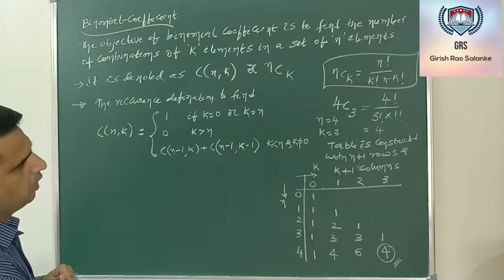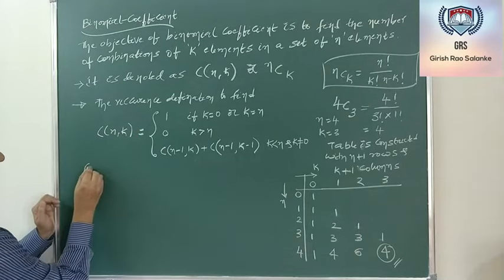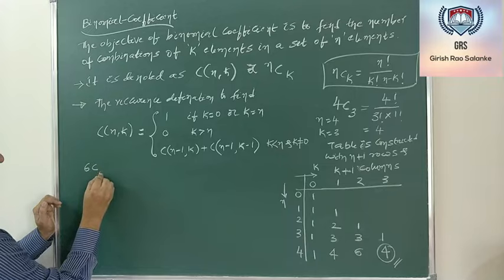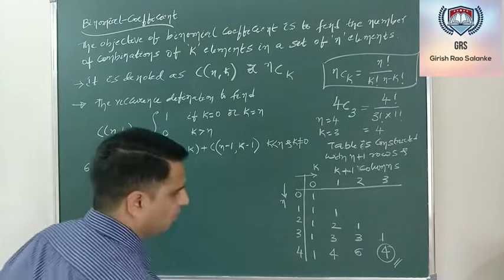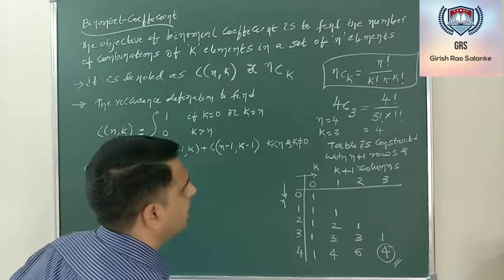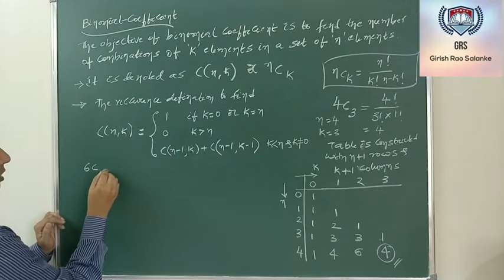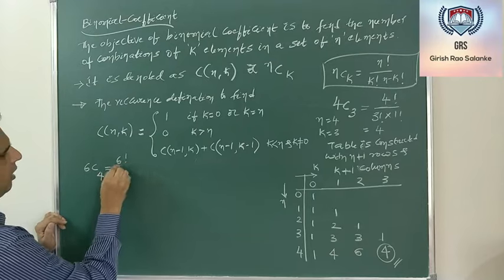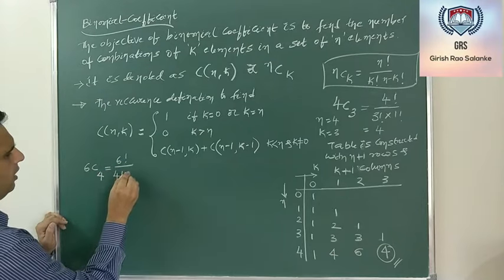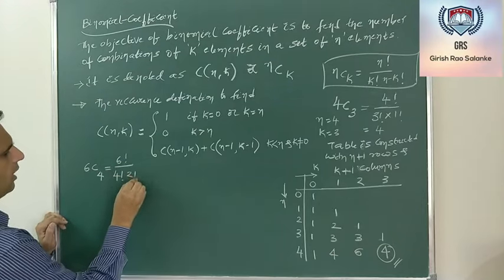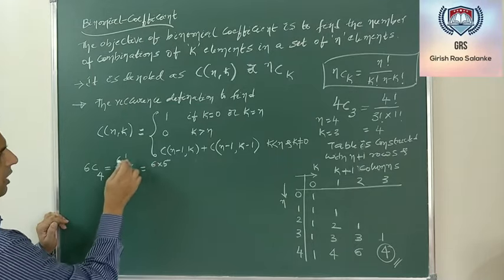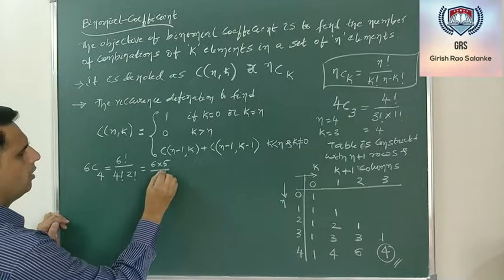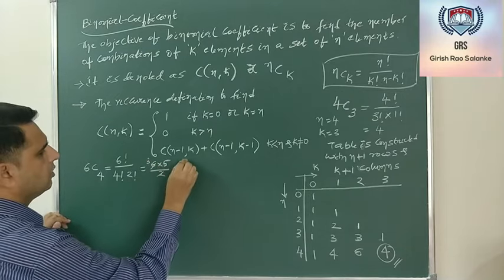Let's take one more example. Let's go for 6C5, or 6C4. Let me take 6C4. Always n and k with a difference of 1. Now what is this value? This is 6 factorial by 4 factorial into (6 minus 4) which is 2 factorial. So this is 6 into 5, because the 4 factorials are gone, divided by 2, so this is 15.